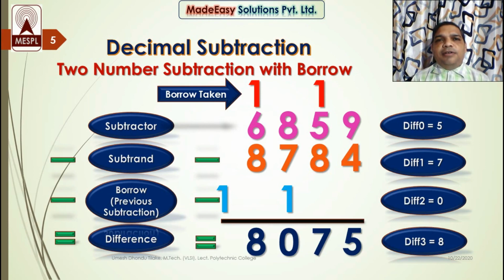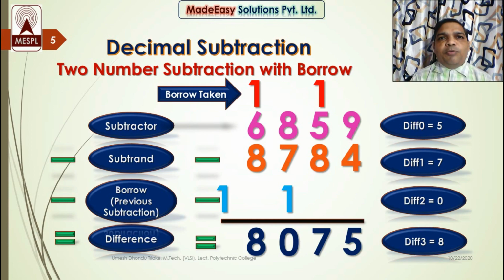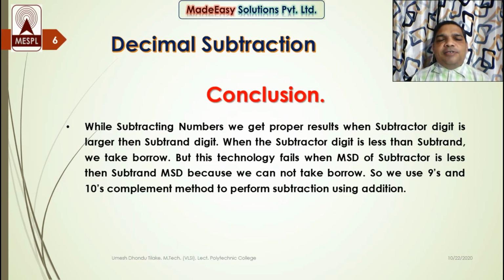But as we discussed just a few minutes before, we cannot use a negative sign, but the negative sign can be represented by a bit. So virtually there are no negative numbers, and that's why we have to apply other techniques. So what we can conclude over here is that we get proper results when the subtractor digit is larger than the subtrahend digit. When the subtractor digit is less than the subtrahend digit, we take a borrow from the next significant digit. But this technique of taking borrows fails when the MSD of the subtractor is less than the MSD of the subtrahend. So what we do over here is use the complements method, and in the complements method we actually perform addition, and the addition gives us subtraction. How? We will see in the next lecture.